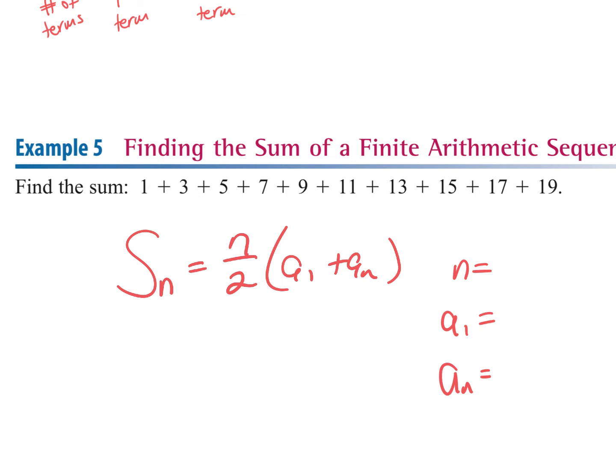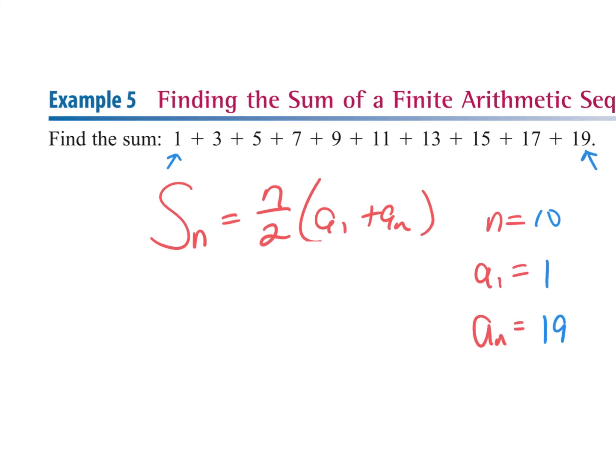So in this case, guys, what is the first term of this sequence? 1. It's the first one I see. What is the last term of this sequence? 19. Okay, good. God bless you. How many numbers am I talking about? There's 10 of them. All right, we're going to talk about that. If you guys count incorrectly, then we have a problem.